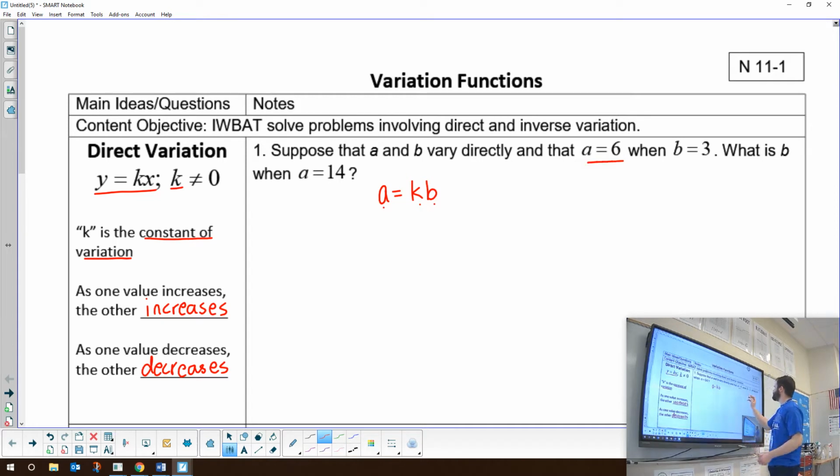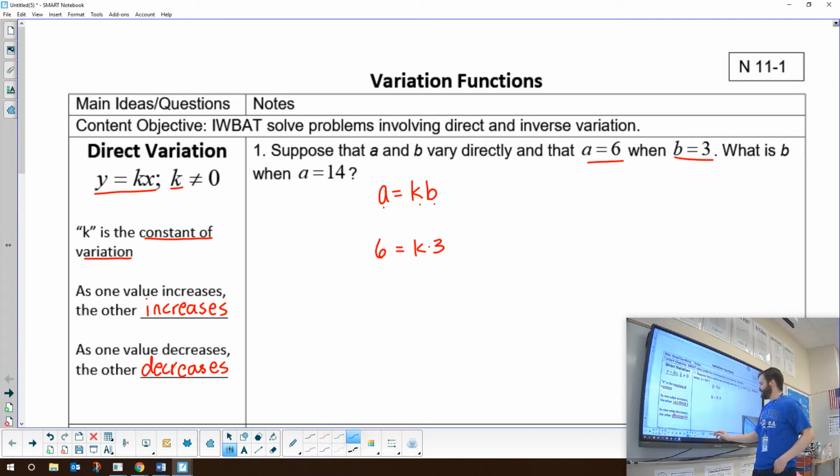Now, if A is 6 and B is 3, notice how I just replaced A with 6 and B with 3. What is B when A is 14? Okay, so let's see here. To solve for this, we need to find my constant of variation. If I know what A and B are, I can use A and B to find a constant of variation, and that constant will apply to all A's and all B's later on.